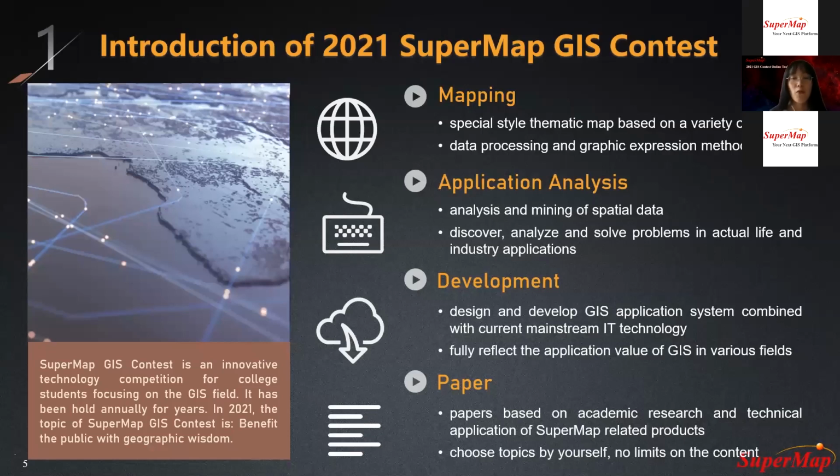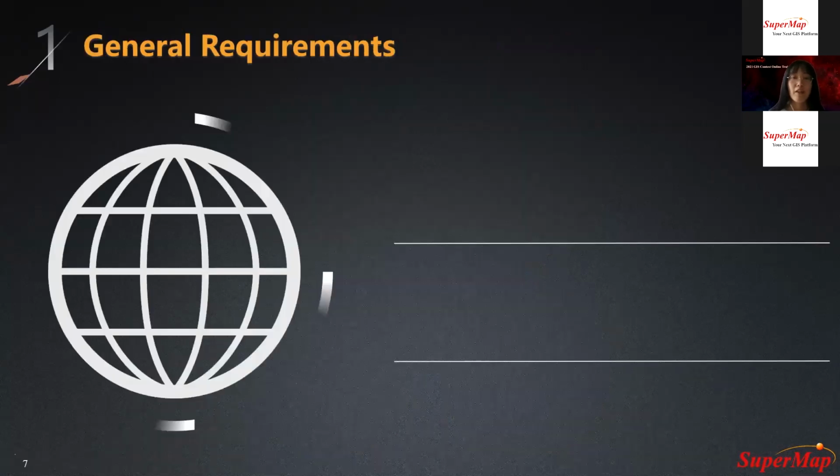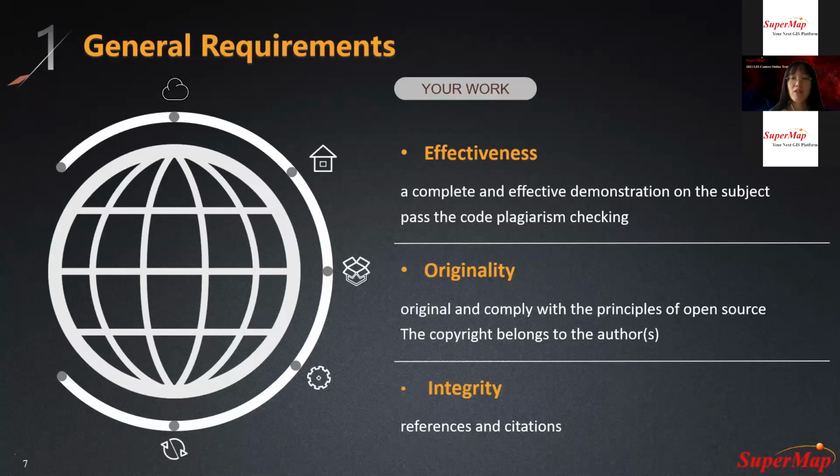As there are 4 different groups in this contest, the requirements and judging criteria are different as well. We will discuss these details later on. First, we will look at the general requirements for the whole contest. And the first part is the general requirement for your own work. There are 3 parts that we value the most. First is effectiveness, and then originality. The third one is integrity.